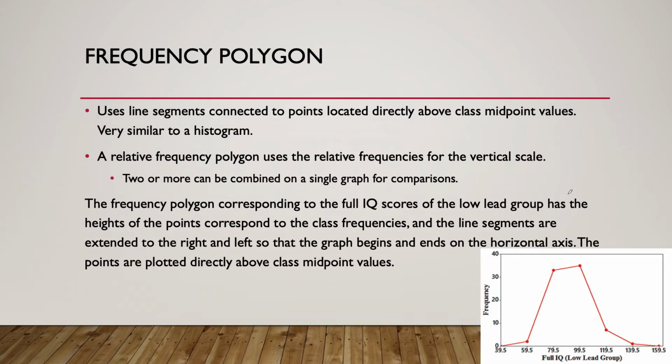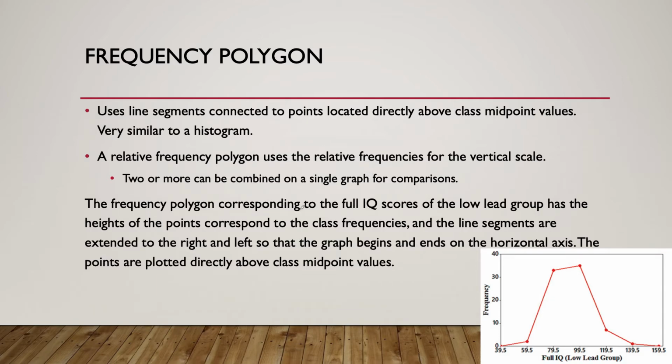A frequency polygon uses line segments connected to points located directly above the class midpoint values. It's very similar to a histogram. A relative frequency polygon uses the relative frequencies for the vertical scale, and two or more can be combined in a single graph for comparisons. And always these are easier to be judged than the frequency charts being in the same tables.